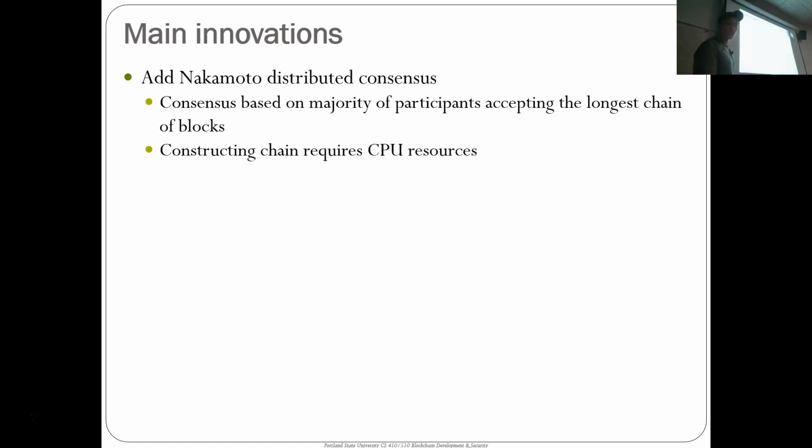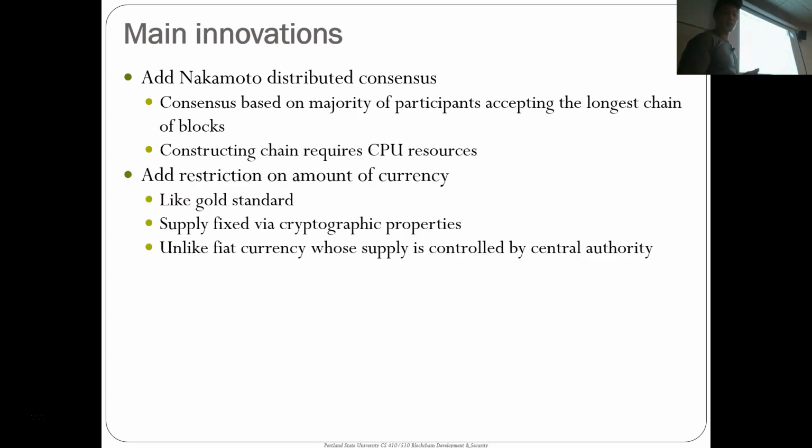The construction of this chain requires a lot of CPU resources to get there. So you can't just mint chains and give yourself money easily. It's governed by proof of work to make sure that people can't just modify the chain. It also restricts the amount of currency.